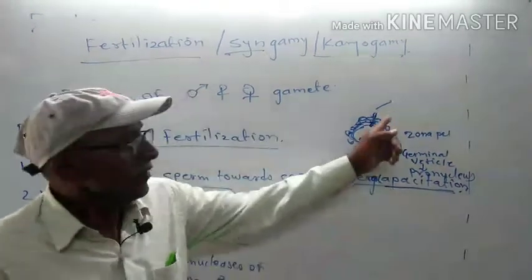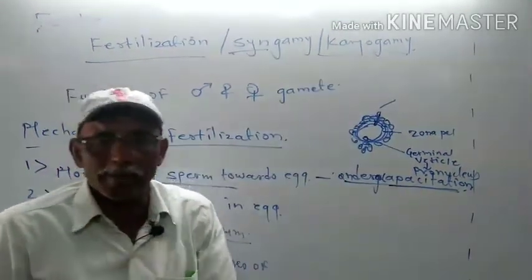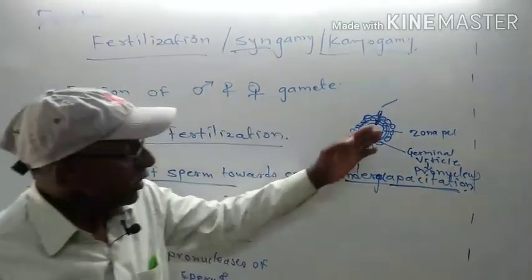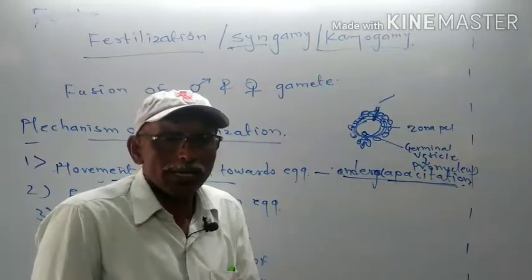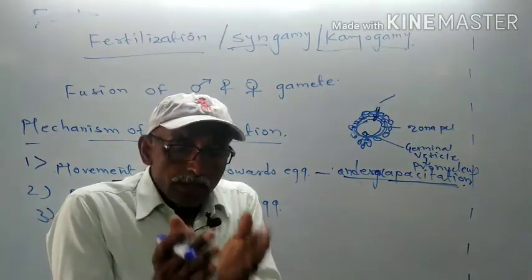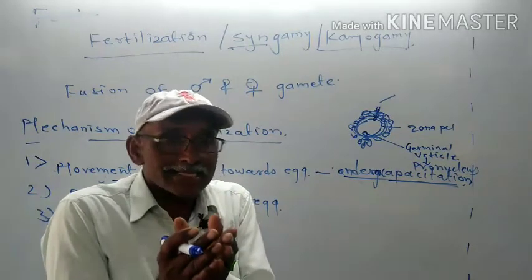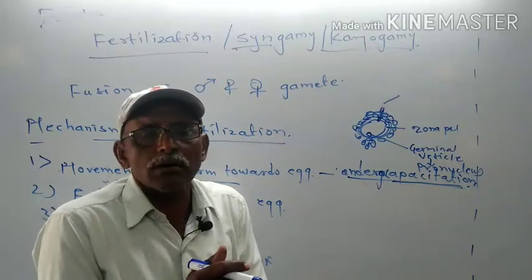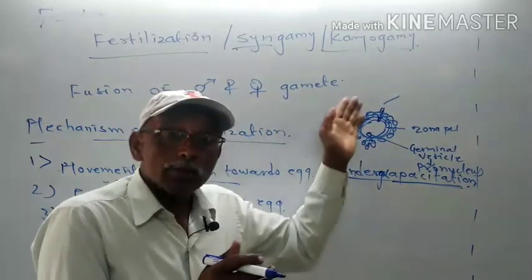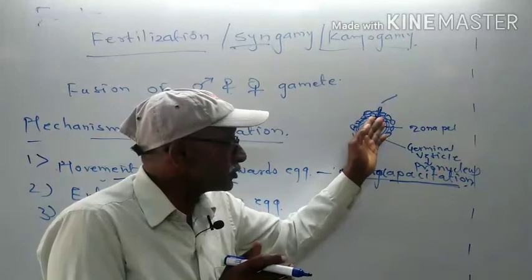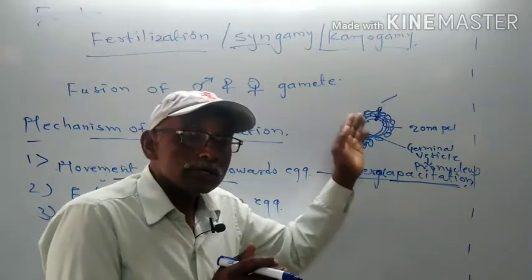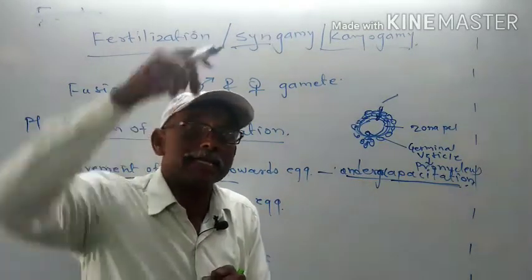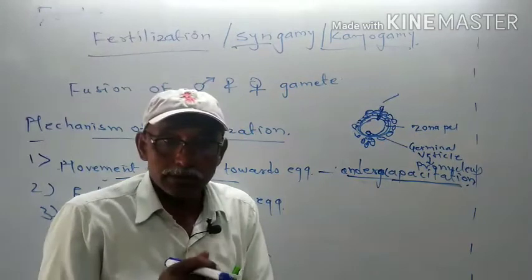When the sperm touches the vitelline membrane, what happens at this stage? Meiosis second is arrested, because at this stage it is not called an ovum. It is called an ovum when the sperm touches and meiosis second is completed. Meiosis second is arrested during oogenesis.